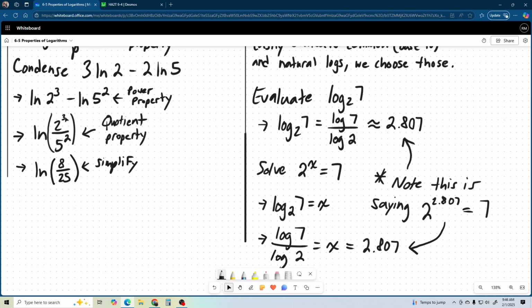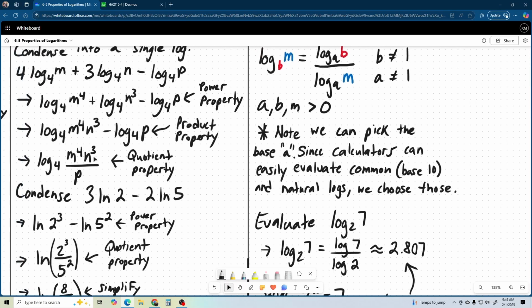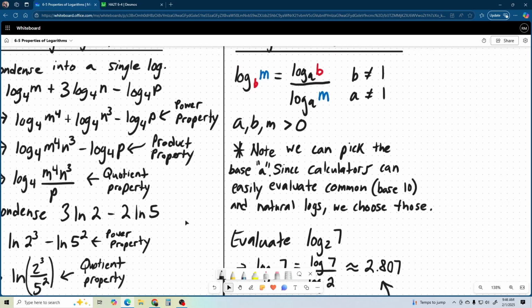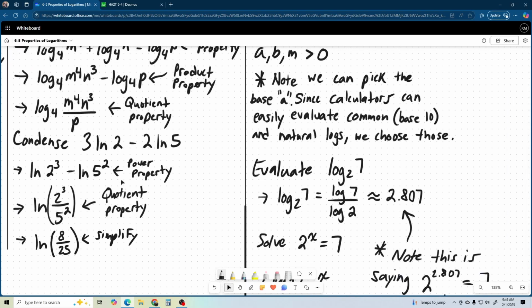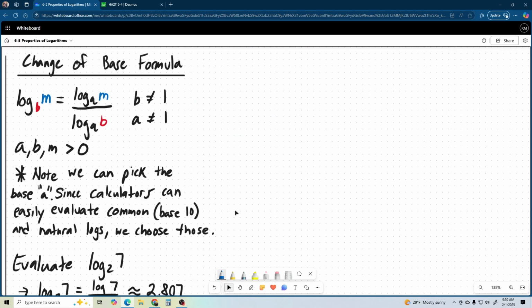Perfect, right? And now the last step is, well, we know what 2 to the third is. We know what 5 squared is. We can just simplify that. So this is the ln of 8 over 25. And you'll notice this is all one log, right? That's what we want. We want our answer to be one piece. Okay, and that's what condensing is, right? Both of them have their uses, so you'll need to know both really well. Yeah, and now we've done both.